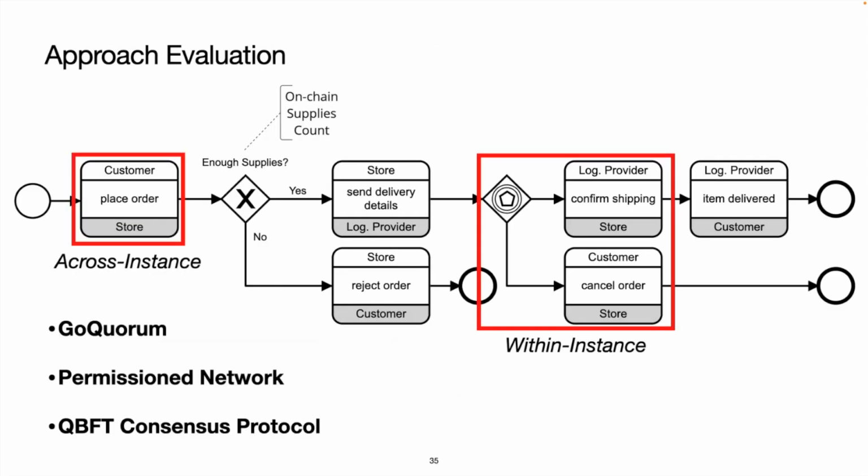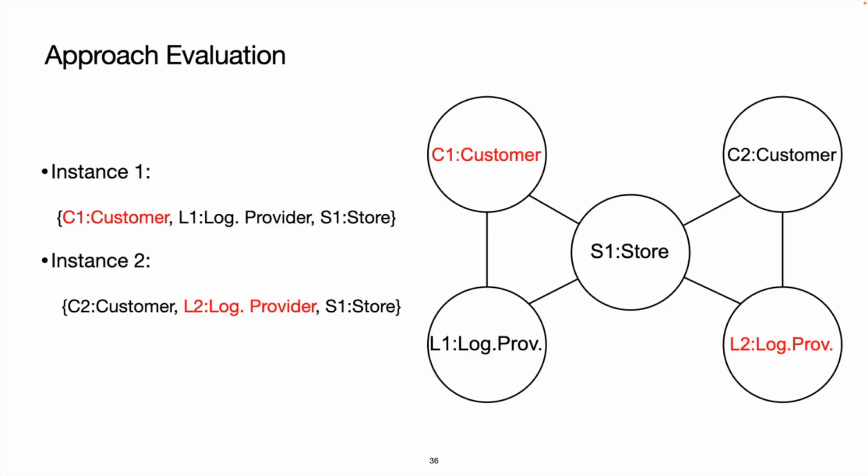Now, how do we evaluate our work? Of course, we take the 2 instances here, the cross instance and the within instance, and we deploy this on the blockchain and execute it. When we executed, we designated two participants as malicious nodes. Those nodes perform front-running attacks. We chose customer 1 and logistics provider 2 as the malicious nodes.